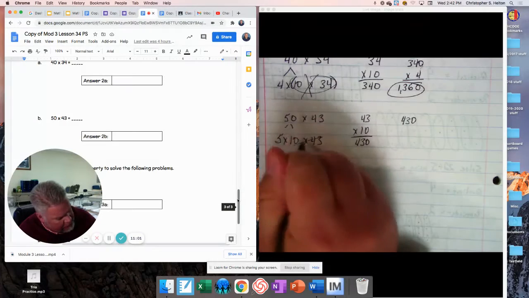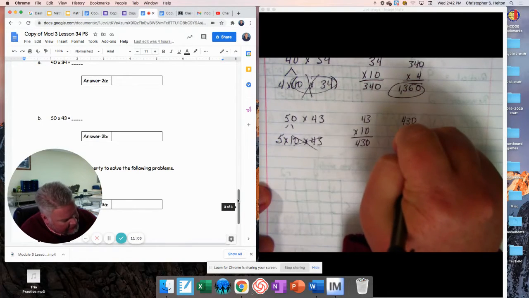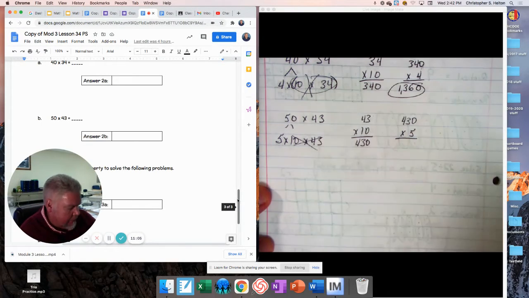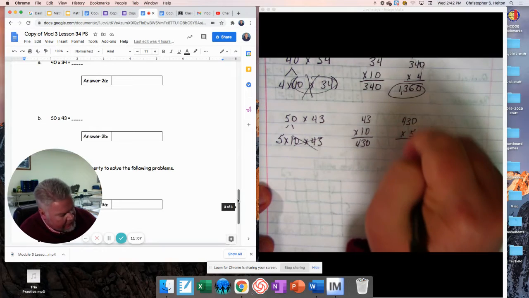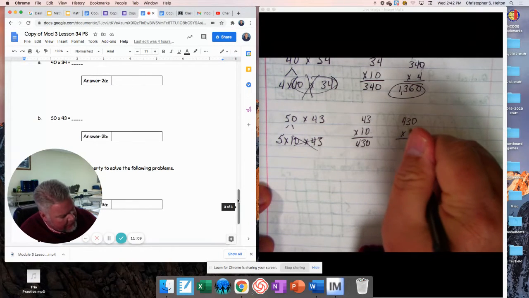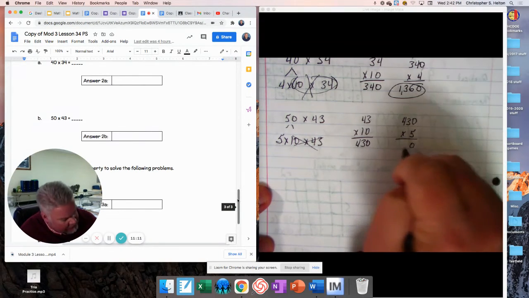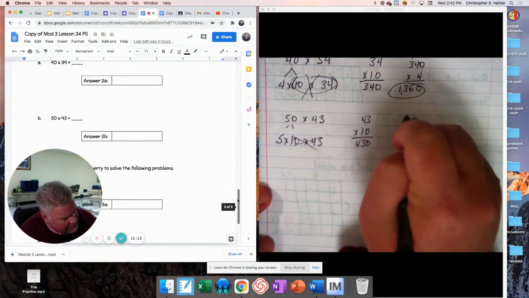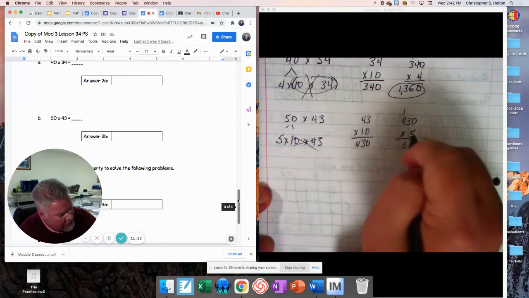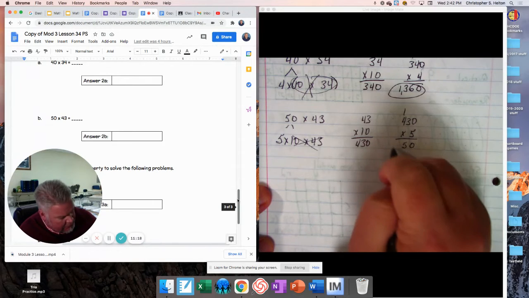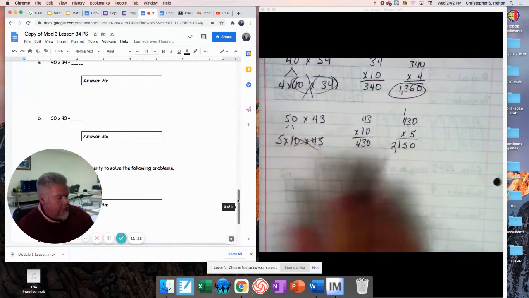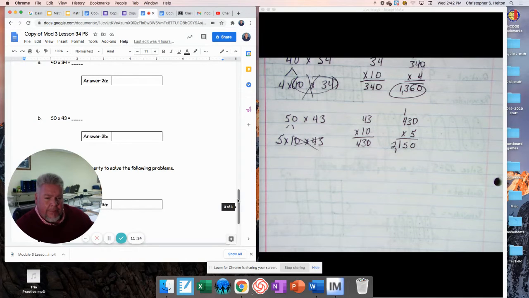We've done the 43 times 10. Now we've got to multiply times 5. 5 times 0 is 0. 5 times 3 is 15. We put our 5 down. Carry our 1 up here. 5 times 4 is 20. Plus 1 is 21. So 50 times 43 is 2,150.